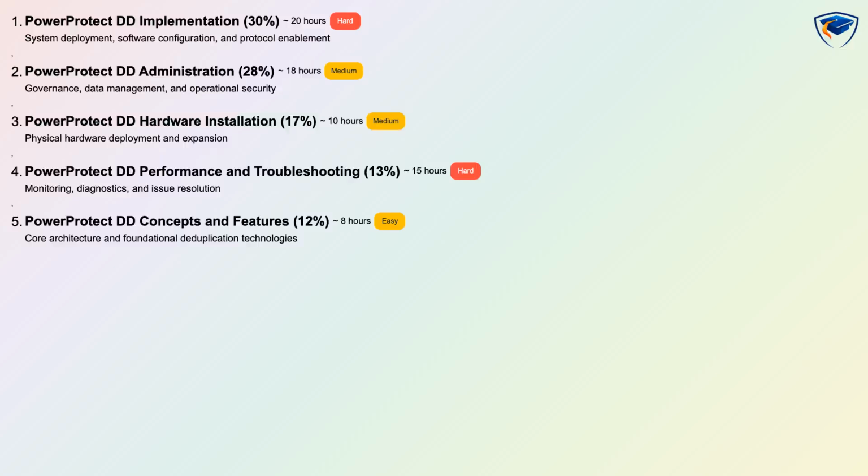Power Protect DD Implementation 30%, Power Protect DD Administration 28%, Power Protect DD Hardware Installation 17%, Power Protect DD Performance and Troubleshooting 13%, and Power Protect DD Concepts and Features 12%. Each domain lists focus areas, difficulty, estimated learning hours and assessment types to guide your study plan. I will summarize what you need to learn in each domain and highlight the most important topics to master.